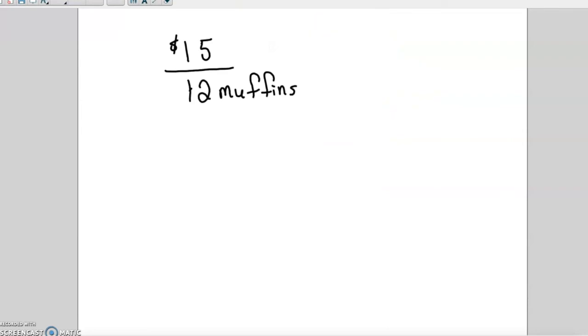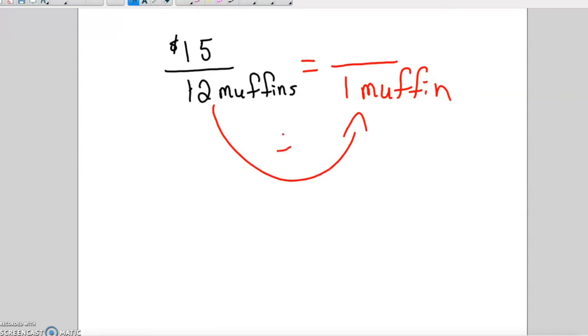Okay, this one. $15 for 12 muffins. Find the unit rate. How much does 1 muffin cost? Oh, you must be thinking, what? But Mr. Anderson, we can't do that. We can't find that because that's dividing by 12. And that means I have to divide this by 12. And it doesn't go in evenly. And I have to say to you, you're right, it doesn't go in evenly. Money has cents, right? You have to find it to the nearest penny here. 15 divided by 12, you can do that. You're getting a decimal.